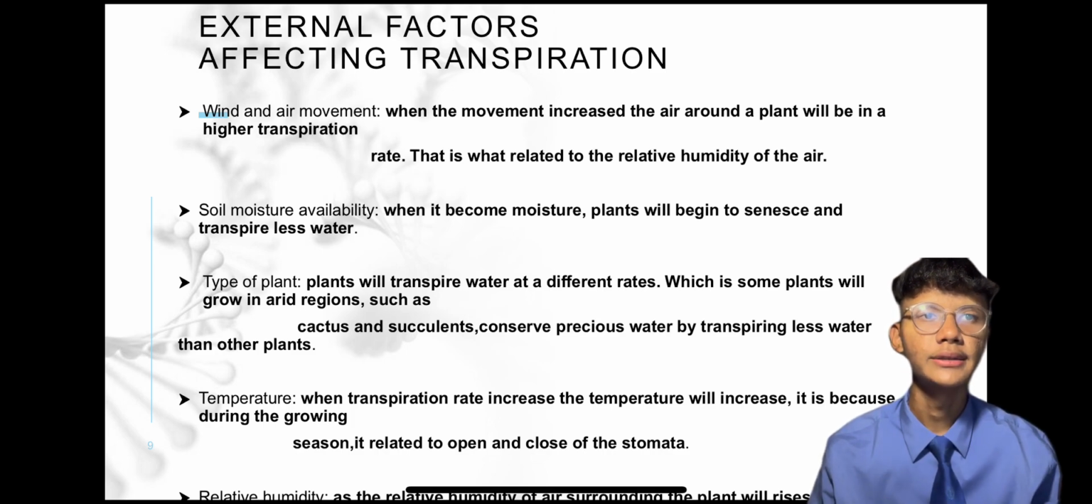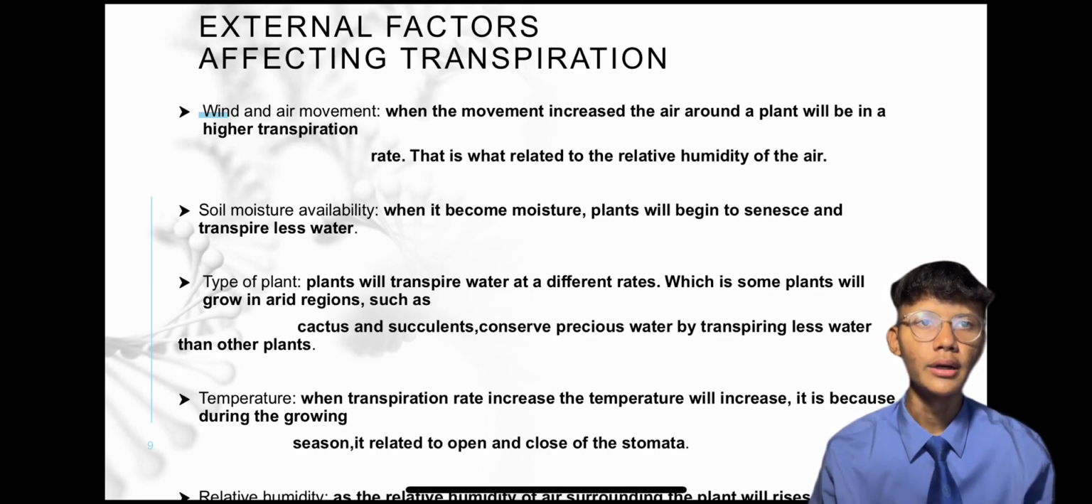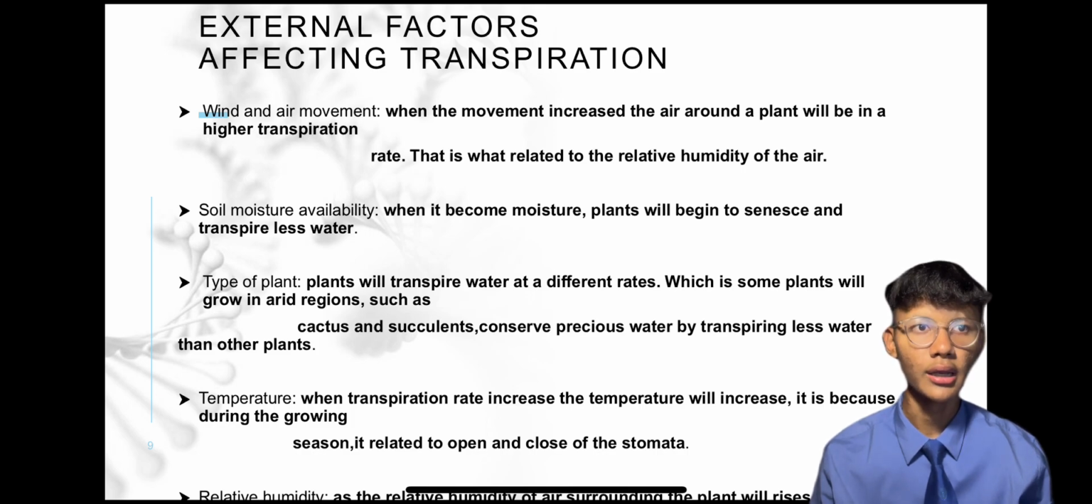Okay, and lastly is relative humidity. When the relative humidity of the air surrounding a plant rises, the transpiration rate will fall, and it becomes easier for water to evaporate into drier air than into more saturated air.